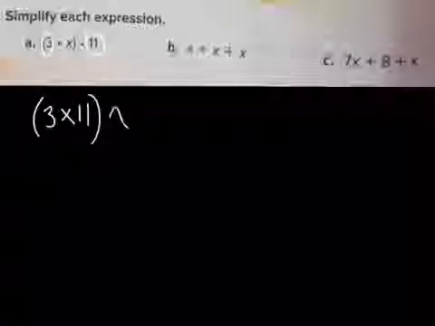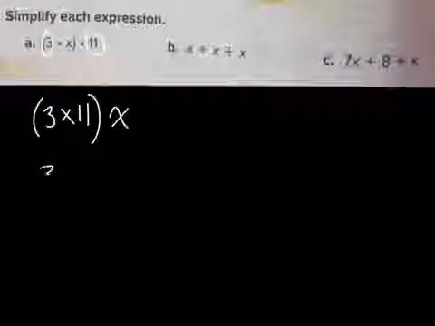Okay, now let's see. I have 3 times x times 11. I'm going to use associative property and put my numbers together, right? 3 times 11 times x. Yes, 3 times 11 times x is 33x.